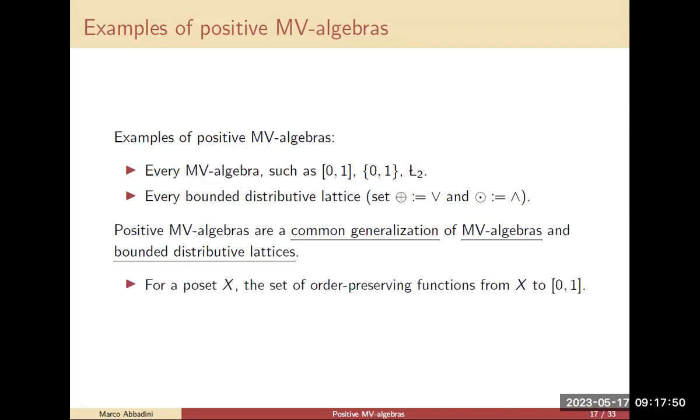Another example, and that's probably how you can think of positive MV-algebras. If I have a poset X, then the set of order preserving functions from X to [0, 1] is a positive MV-algebra with pointwise defined operations. And I think of positive MV-algebras essentially as algebras of order preserving functions. Here you can see why we cannot take the negation, because the negation of an order preserving function might fail to be order preserving.